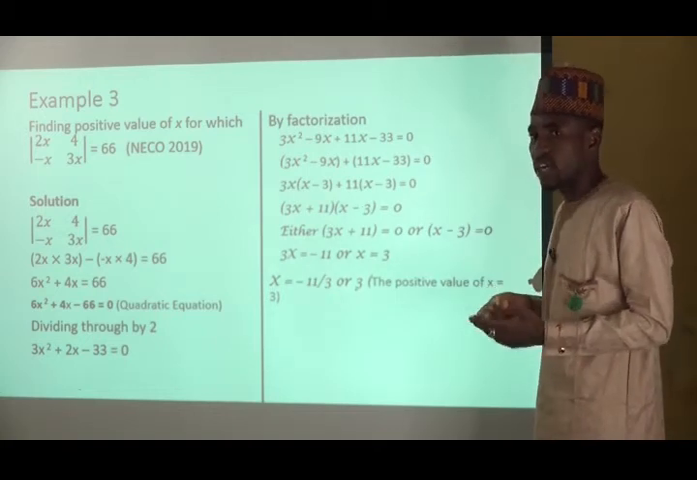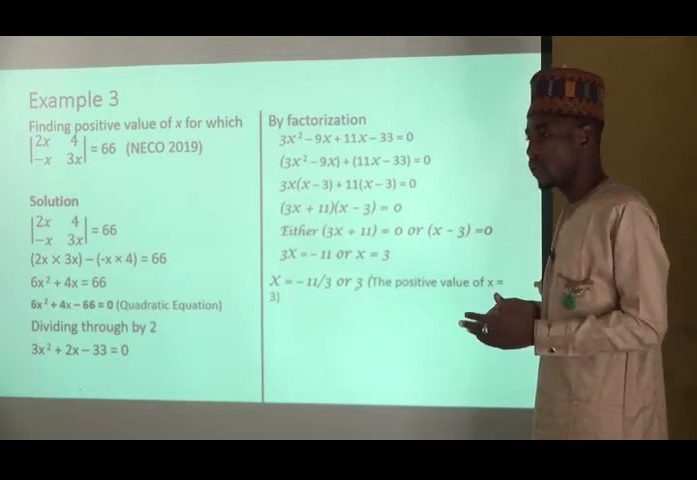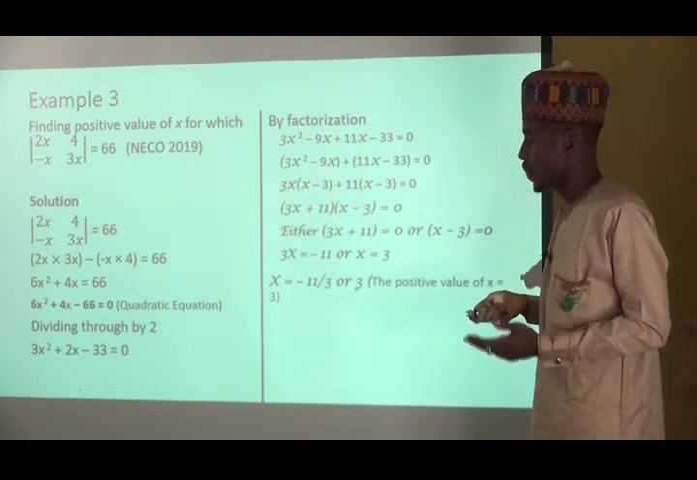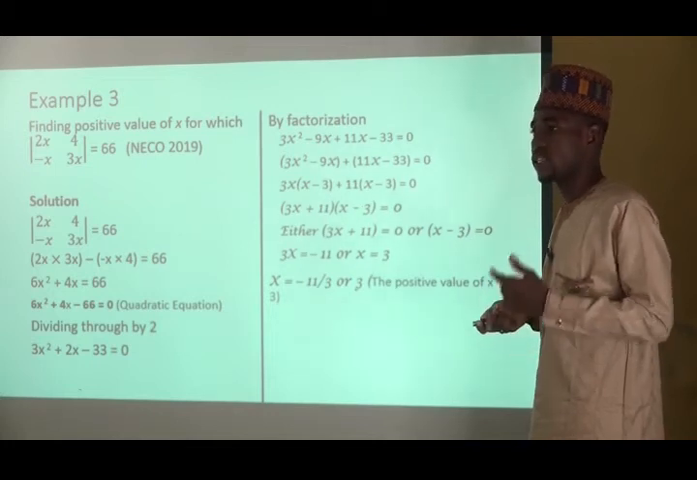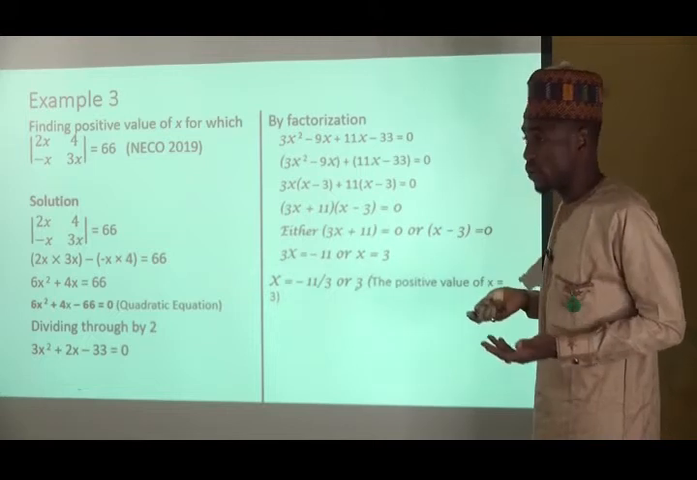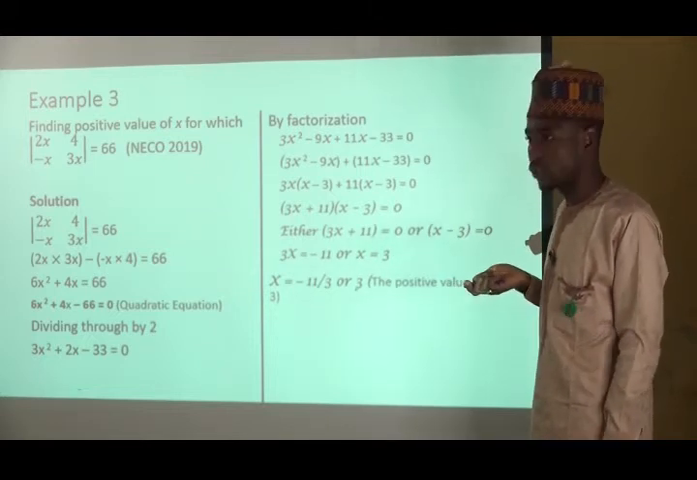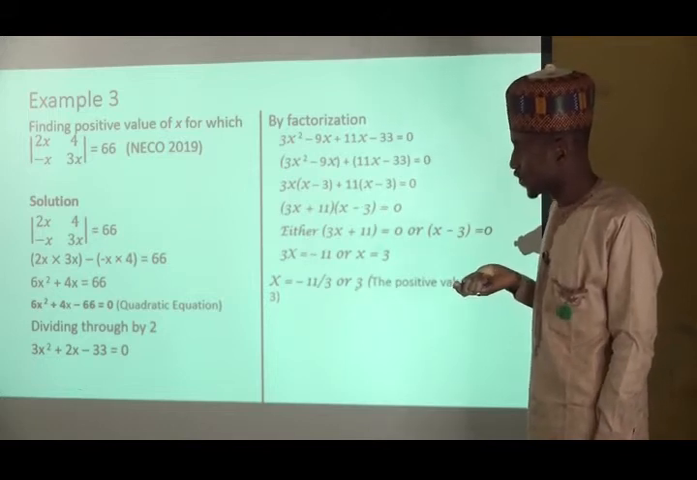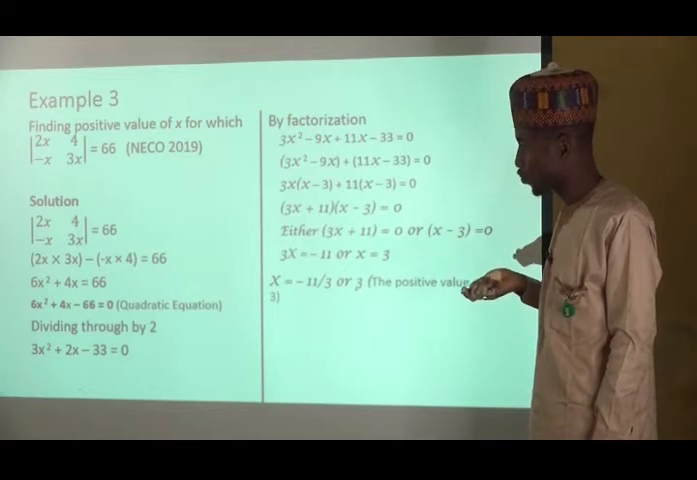The methods that exist in solving quadratic equations are 4. One, we have the formula method. Second, we have the completing the square method. Third, we have the factorization method. Then we have the graphical method. Whichever one you use, it will serve the purpose. So this is a standard quadratic equation, as I said. 6x squared plus 4x minus 66 equals 0.